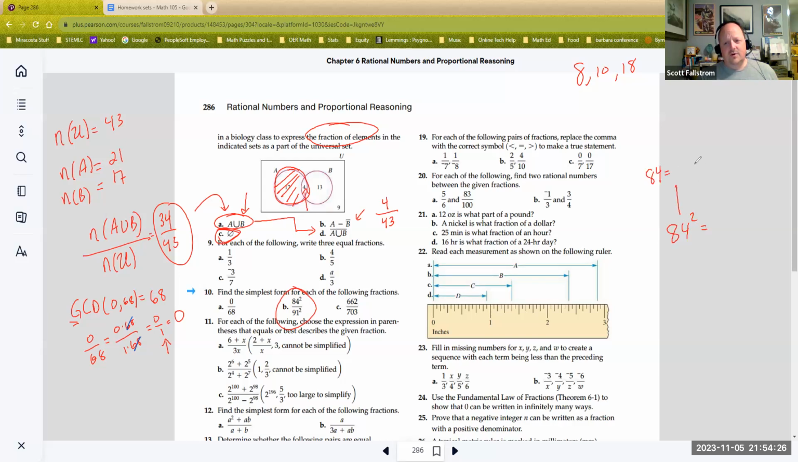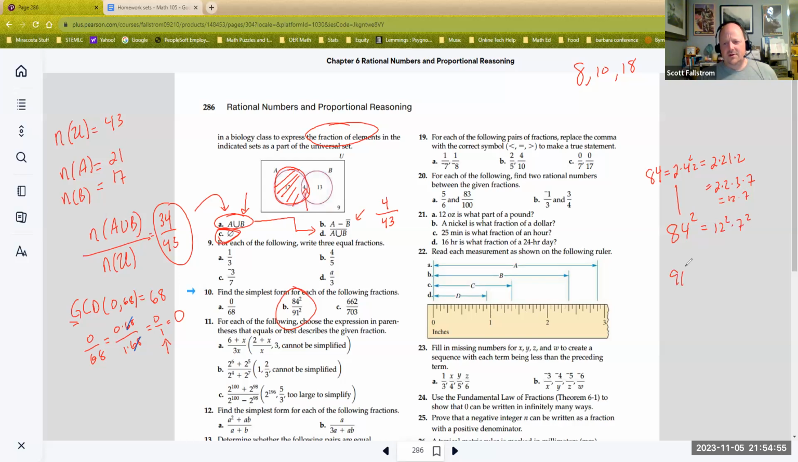What does 84 equal? Well, there's a 2 in there, so it's 2 times 42. 42 has a 2 in there, so 2 times 21 times another 2, because now I have two 2's. And 21 is 3 times 7. There we go. So this is 2 times 2 times 3 times 7. 4 times 3, so if you want, 12 times 7. So this becomes 12 squared times 7 squared.